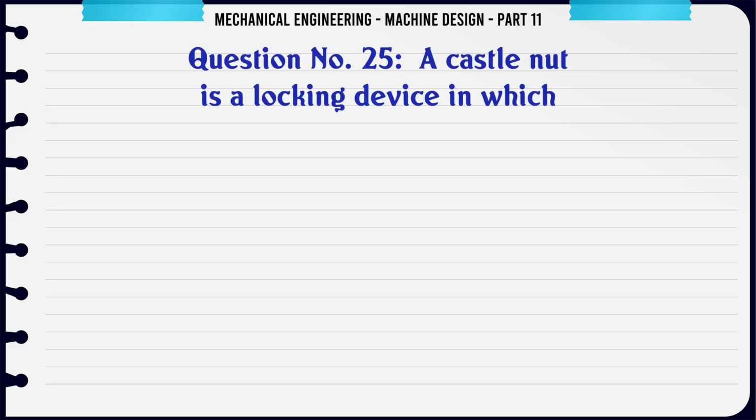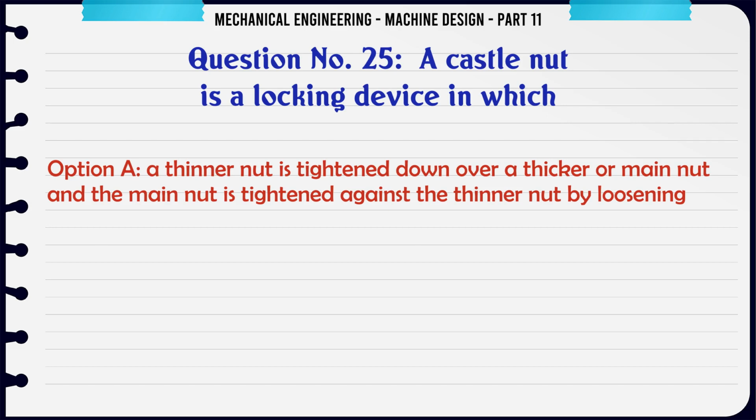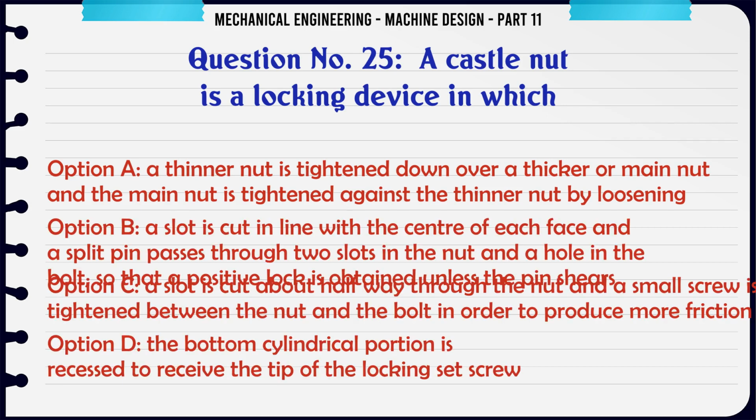A castle nut is a locking device in which: A. A thinner nut is tightened down over a thicker or main nut and the main nut is tightened against the thinner nut by loosening. B. A slot is cut in line with the center of each face and a split pin passes through 2 slots in the nut and a hole in the bolt so that a positive lock is obtained unless the pin shears. C. A slot is cut about halfway through the nut and a small screw is tightened between the nut and the bolt in order to produce more friction. D. The bottom cylindrical portion is recessed to receive the tip of the locking set screw.